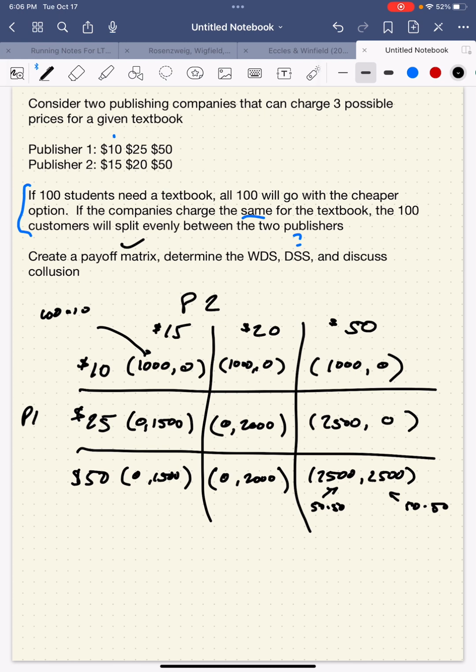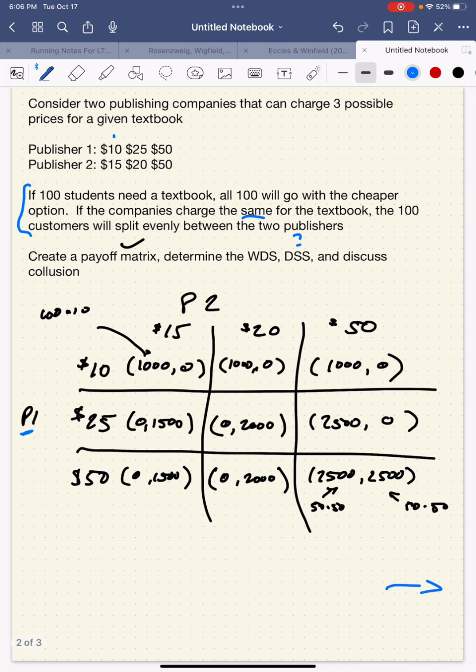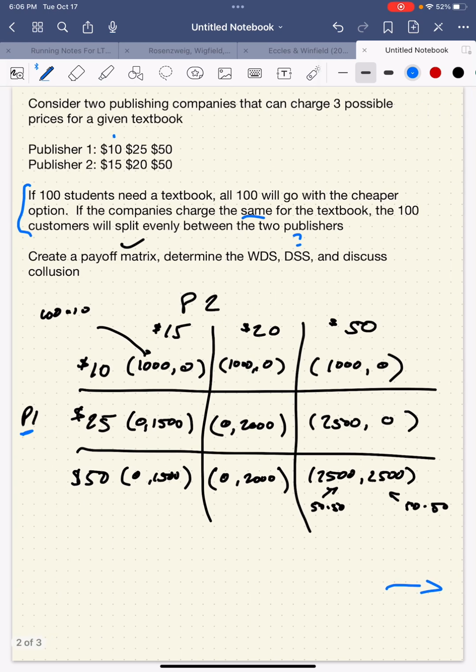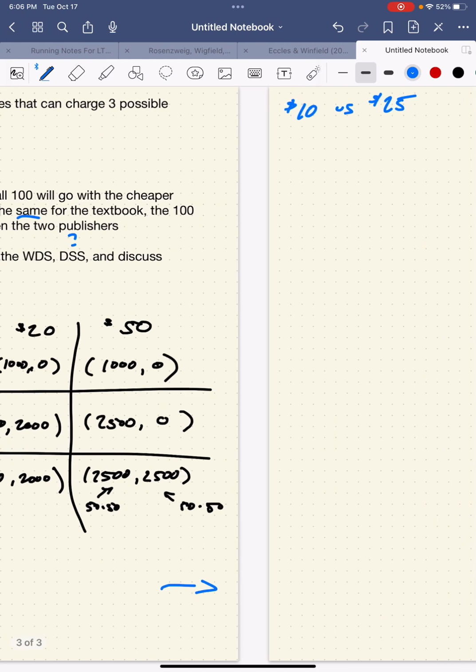So we're done. Okay, next we're going to determine a weak dominant strategy, and we're going to first look at player one. For a weak dominant strategy, we're going to look at comparing if one strategy is better than another, regardless of what the other person plays. So we're going to start off by looking at the $10 strategy versus the $25 strategy for player one, again, publisher one. What strategy will be better regardless of what player two plays?